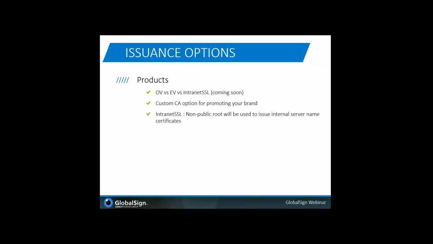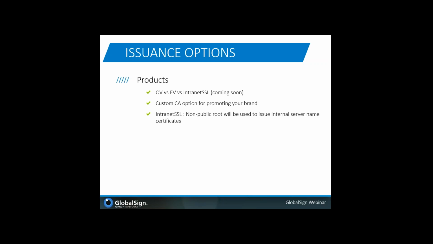There are a number of different products and options we allow for MSSL. Obviously, you can order for different products, the organizational vetted, the EV. We're launching a new product in early Q3 of this year, Intranet SSL, which will allow you to request and receive SSL certificates under a non-public root. Some of the benefits of this are that you can use it to secure your internal servers, and you can continue to get SHA-1 certificates if you need those for legacy applications.